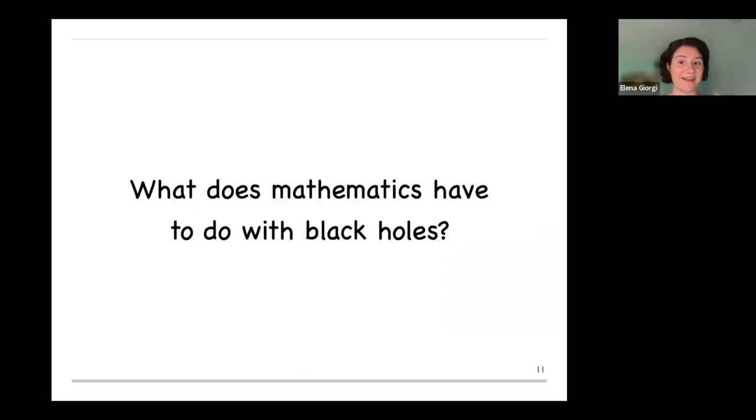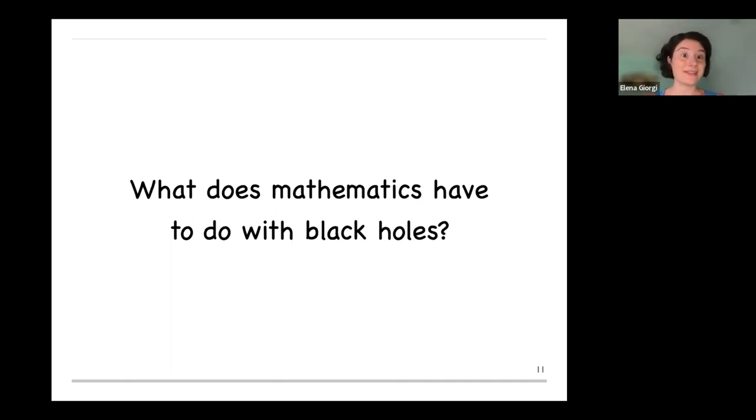Okay, but this is a public lecture at the International Congress of Mathematicians. So it is fair to ask, well, what does mathematics have to do with these black holes? They are interesting objects in physics. We have direct observations and a Nobel Prize in physics given to people studying black holes. There's a huge interest from the physics community for these objects. But why are we talking about them in an International Congress of Mathematicians?